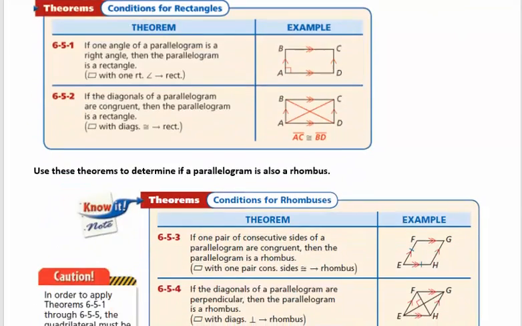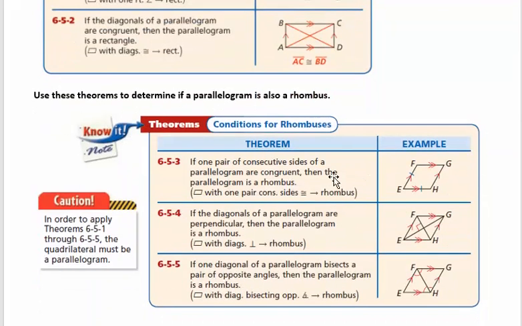In order to tell if we have a rhombus, first you have to have a parallelogram, and then if one pair of consecutive sides of the parallelogram are congruent, like that means right next to each other, then you have a rhombus. This next one we use quite a bit.